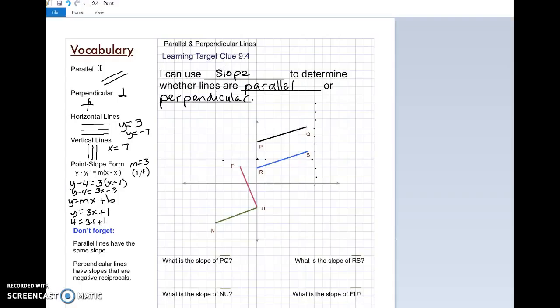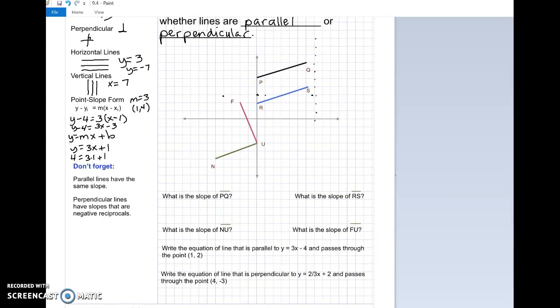Okay, let's move on. Now, we're going to talk a little bit about parallel lines and perpendicular lines, and we're going to discover some things. We're going to review some things and discover some things about the slope. Because if we know the slope of lines, we can decide whether they are parallel, perpendicular, or neither. So let's first talk about these two line segments that I have, PQ and RS. Can you do me a favor and tell me what the slope of PQ is?